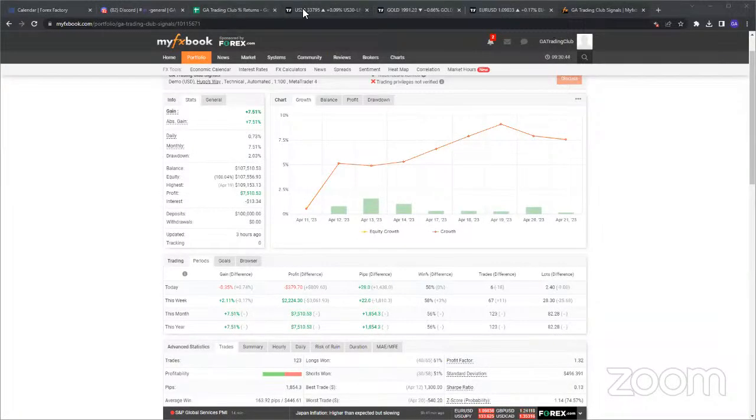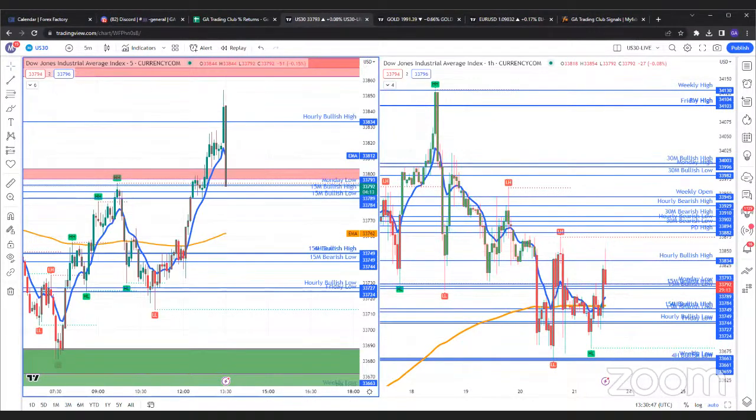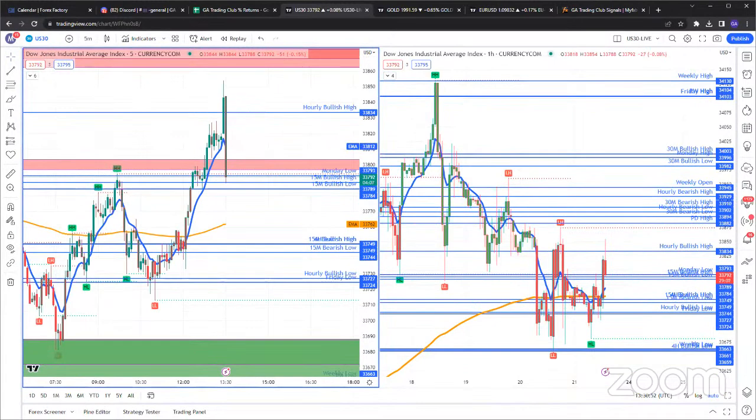All right, hopefully I'm sharing the right screen. You guys can see my TradingView screen, right? Yes. Okay, perfect. Let me start recording. That guy is ready to go. All right.